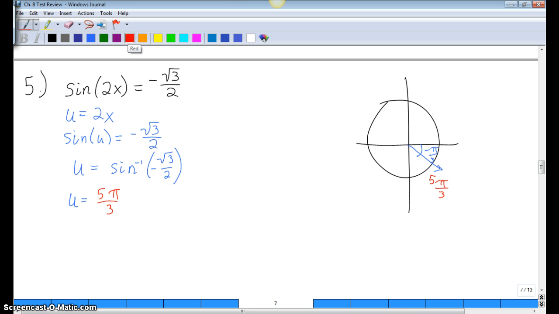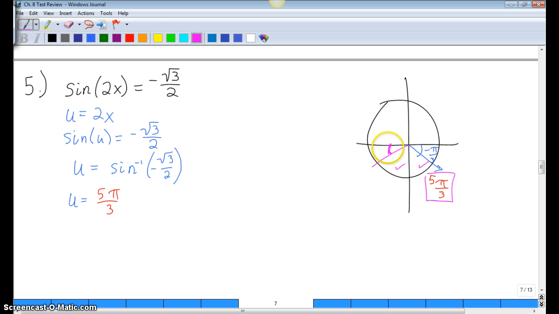Our second answer, we have two answers because it's 0 to 2 pi. 0 to 2 pi means two answers. Our other answer is going to come in, well, let me explain here. Sine is negative in quadrants 4 and 3. So we've already found the answer we're looking for in quadrant 4. Now we need to find the angle in quadrant 3.